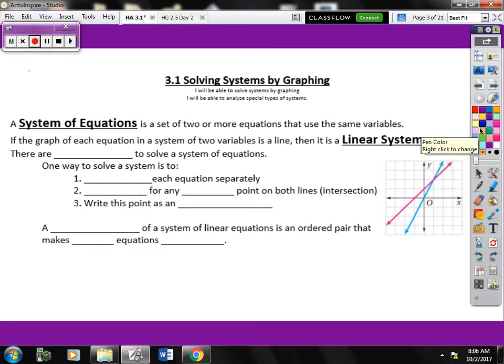All right, so the first vocabulary word I already spelled out for us says a system of equations is a set of two or more equations that use the same variables. If the graph of each equation in a system of two variables is a line, then it is a linear system. We will start looking at, later in the year, some quadratics and linears and putting all those together.